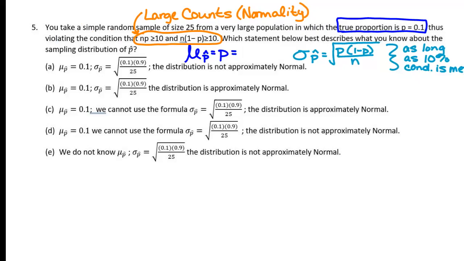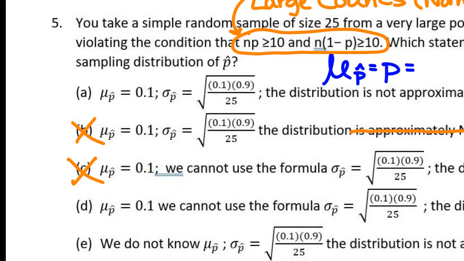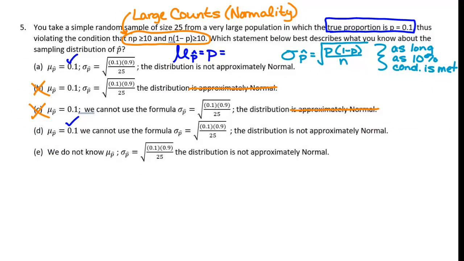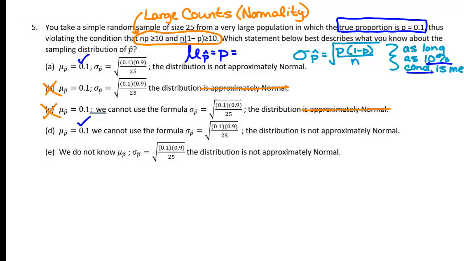All right. So, is approximately normal? No, because of large counts, we violate that. So any of these that say is approximately normal, we have to get rid of. Because the true proportion is 0.1, that is going to be the mean for our sampling distribution. So this one and this one are good. And then whether or not you can use the formula, again, as long as the 10% condition is met, we can use the formula, which is why the answer is A here.